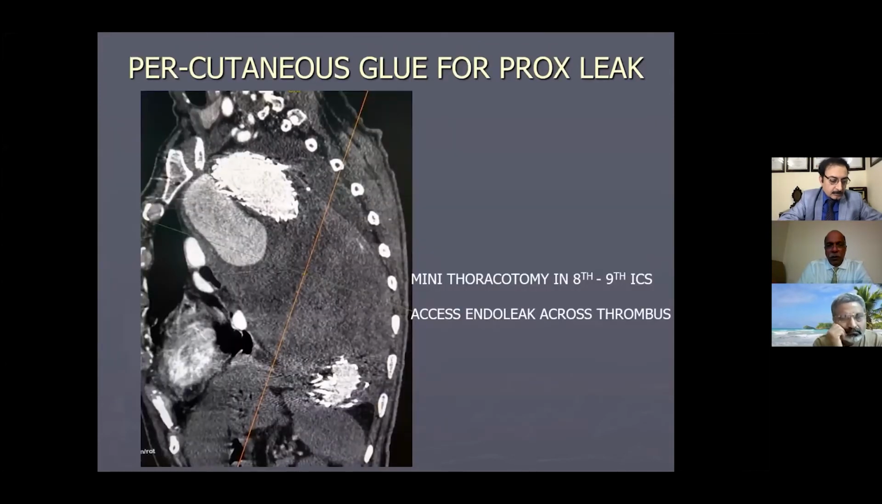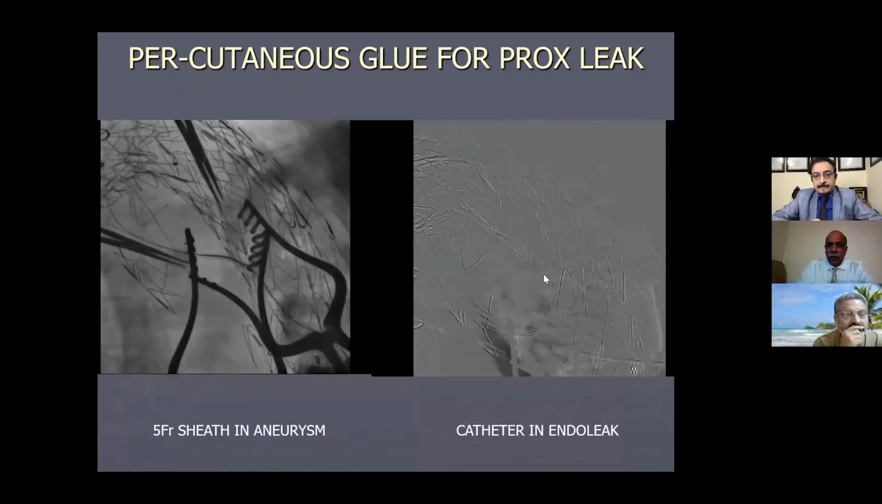And we decided, now let us go to the top. So we were in a fix. How do we handle this? We said that it's so close to the thoracic wall, so we decided we'll take a mini thoracotomy and then access it and go through the thrombus and reach the leak and try and glue it there. So that's what we did.